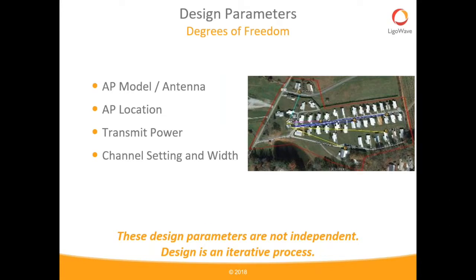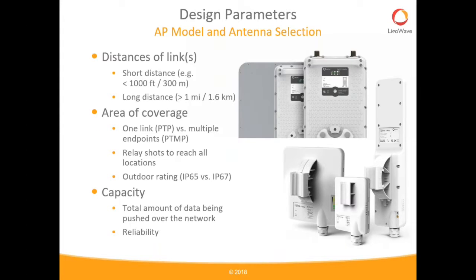I should note that these design parameters are not independent. Hence, if you change one, I might have to go back and look at some of the other choices that I made. If I'm going to, for example, pick a different AP with a different antenna, that might influence where I need to put it. It might influence what transmit power settings and what channel settings I use. So this is an iterative process, so keep that in mind. Now I'm going to walk through those four degrees of freedom.